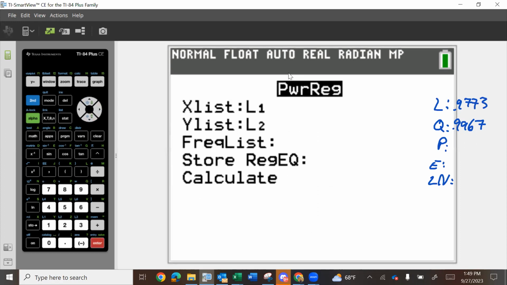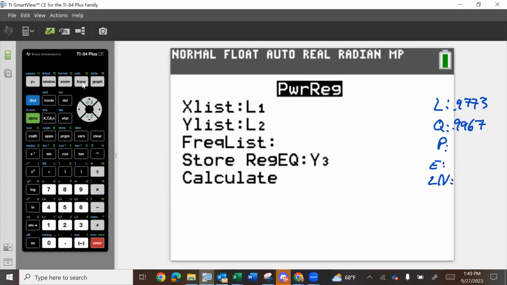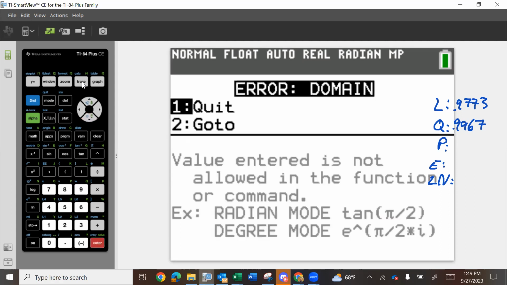Okay, so now we're going to go to power model. This is where things start getting interesting. I say, let's put that in Y3 because I want to see all of them together. You don't have to do it that way, but I want to. And besides, this way you learn something else. And uh-oh, spaghetti-o. All right, so value entered is not allowed in the function or command.